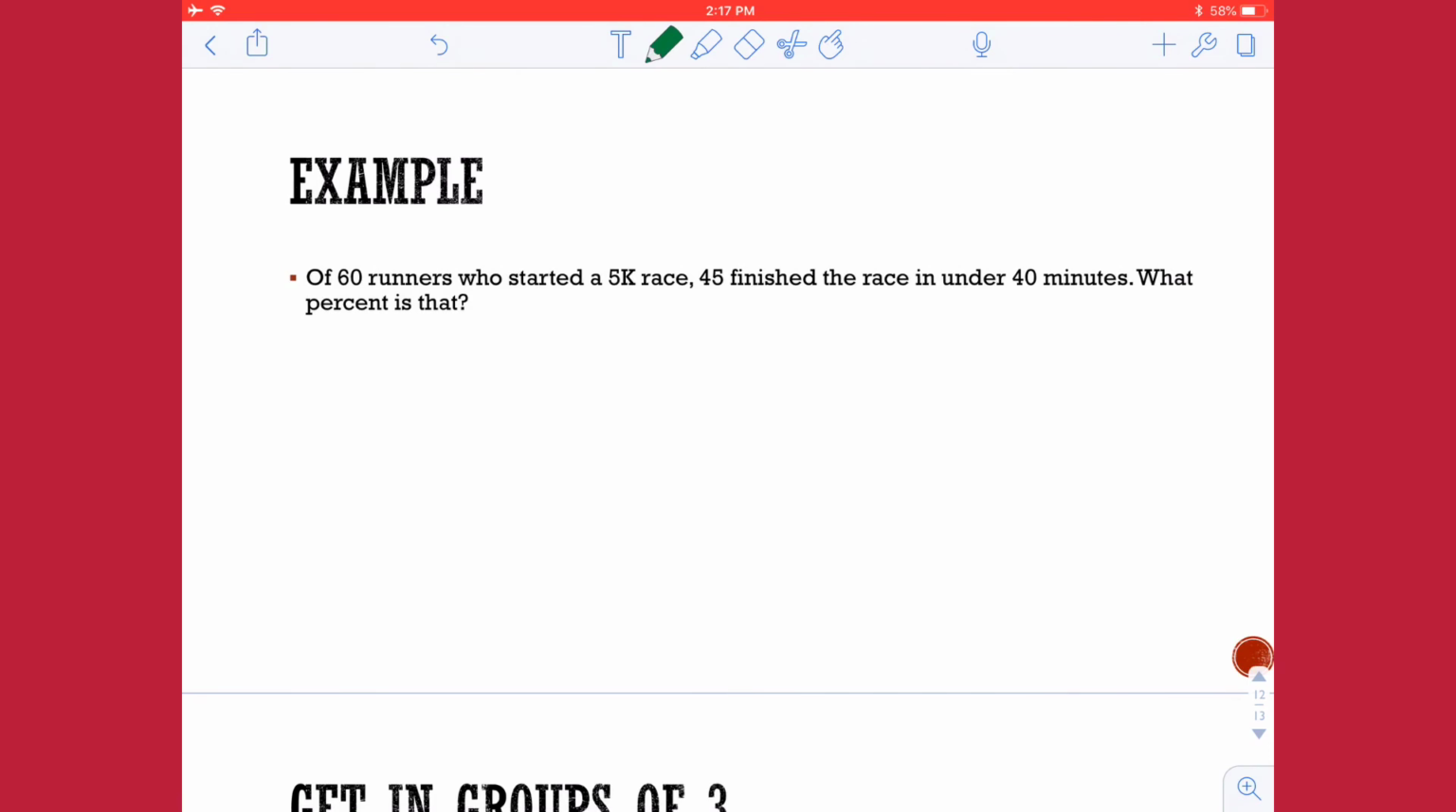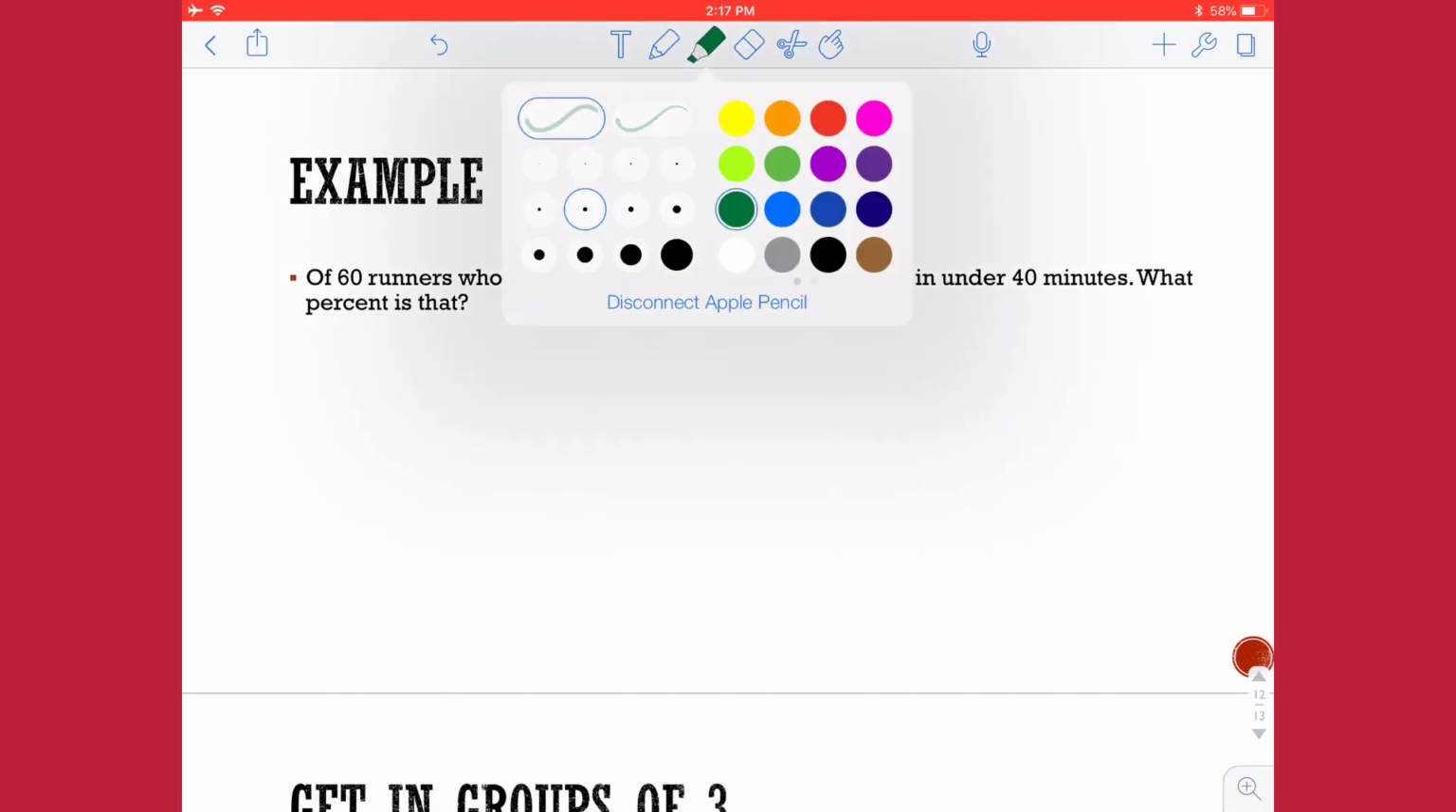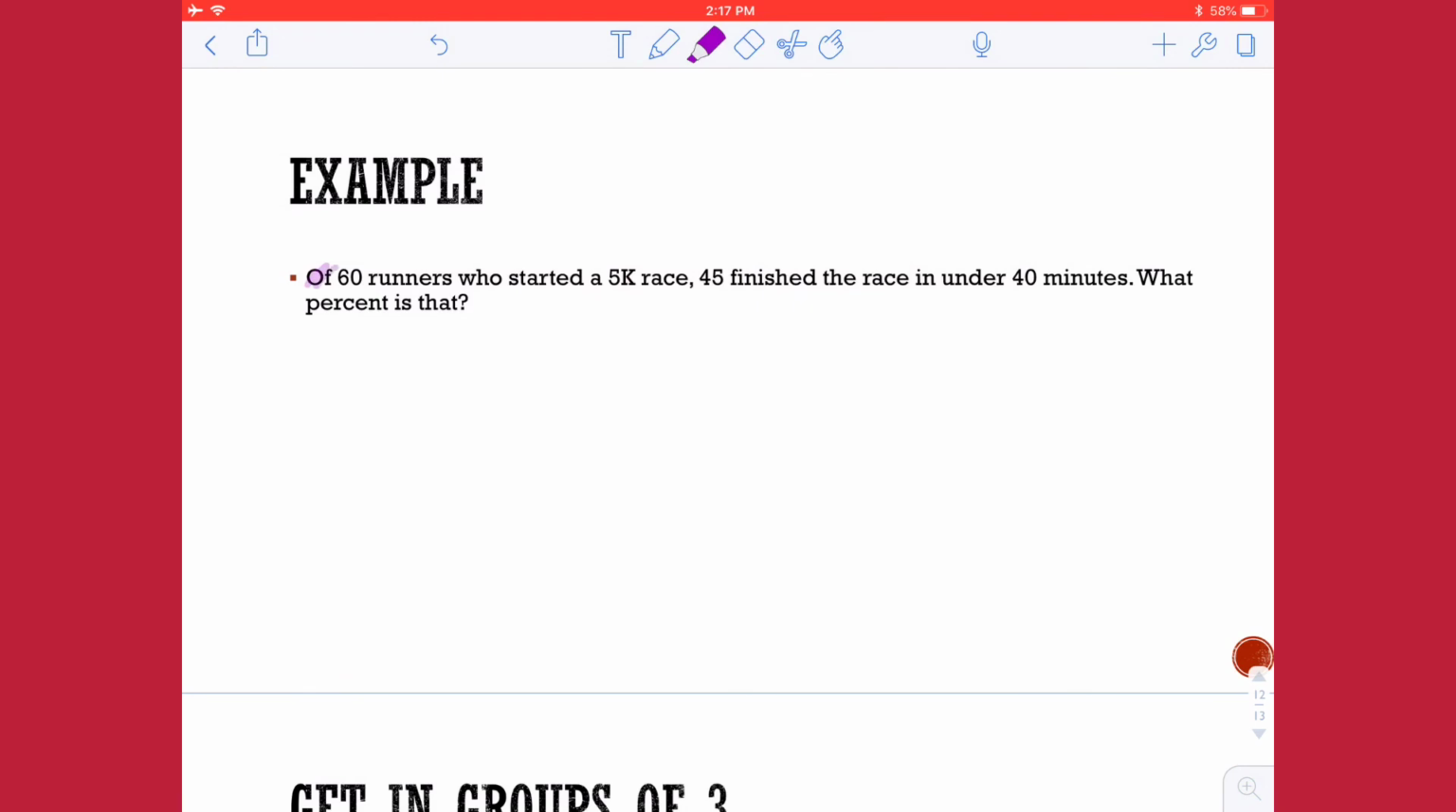Of 60 runners who started a 5K race, 45 finished the race in under 40 minutes. What percent is that? So let's think about the information we have. Of 60 runners, so that's my total amount, 45 actually finished. And the question being asked is, what percent is that?